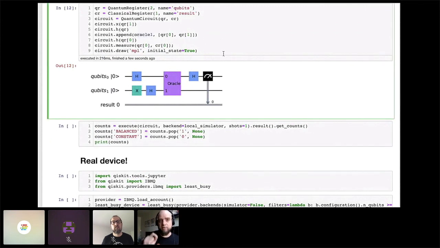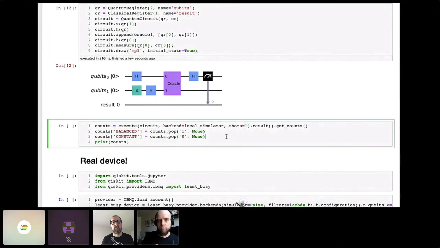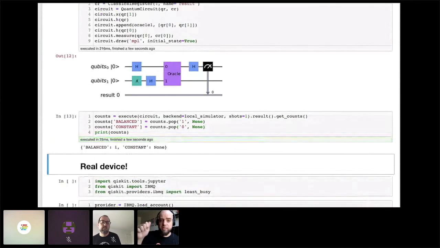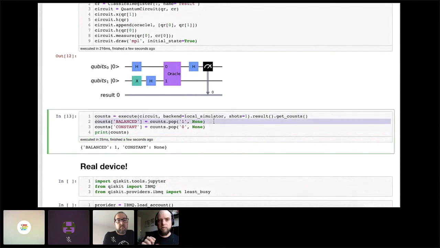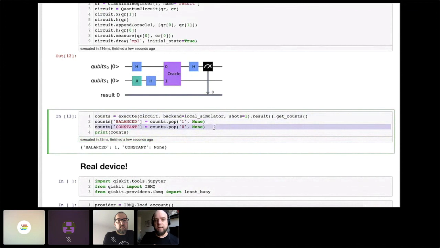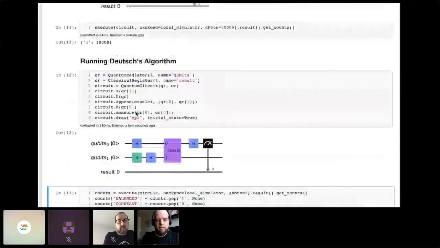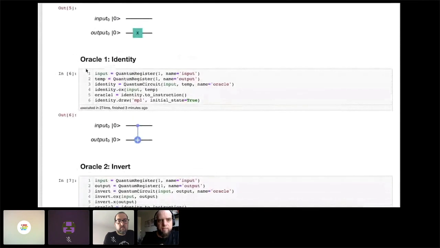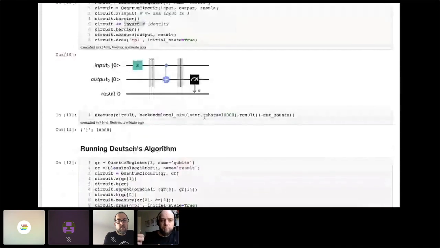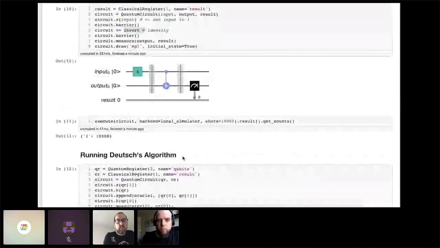So here in this case, for example, is oracle 1. When we execute it, if the answer is 1, it's because it's balanced, and if the answer is 0, it's because it's constant. And notice that we are executing this only once. In line 1, you can see that the shots are 1. So the Deutsch algorithm is telling us that oracle 1 is, in this case, balanced. Let's scroll up to see if that's the case. Identity is a balanced function, so Deutsch did it correctly in only one shot.